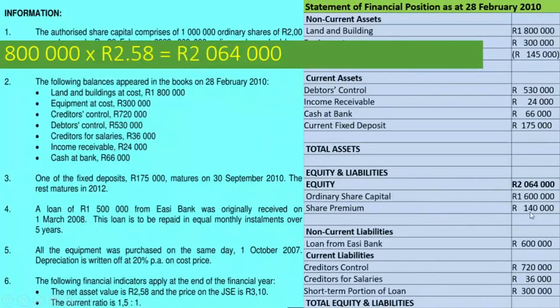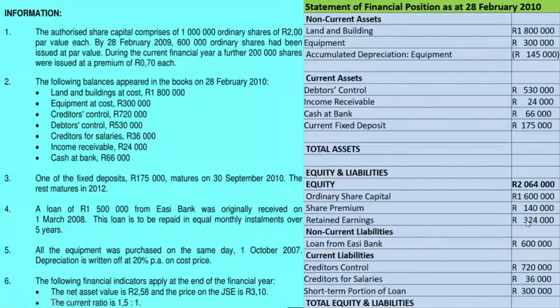So the balance will be the retained earnings, the one that is missing to make the total equity 2,064,000 rand. And how do we get that? We take 2,064,000 rand minus 1.6 million rand minus 140,000 rand. It will give us the value of retained earnings. So you can see that retained earnings is just a balancing figure. It gives us a total of 324,000 rand. So if you add the three together, 1,600,000 rand plus 140,000 rand plus 324,000 rand, it will give us 2,064,000 rand.